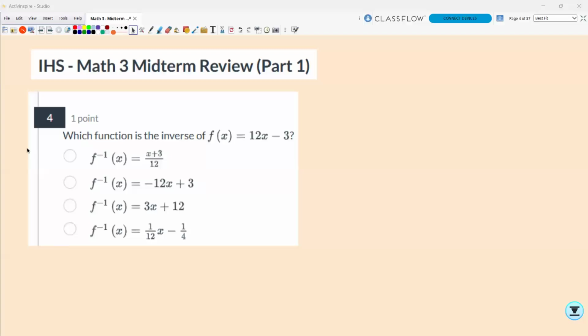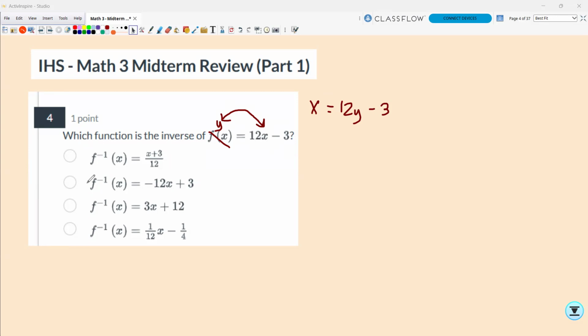Question 4, which function is the inverse of f of x equals 12x minus 3? In this problem here, we want to make f of x y, and then we want to take our x and y and switch them. So you're going to write x equals 12y minus 3. Then we'll want to solve that for y.